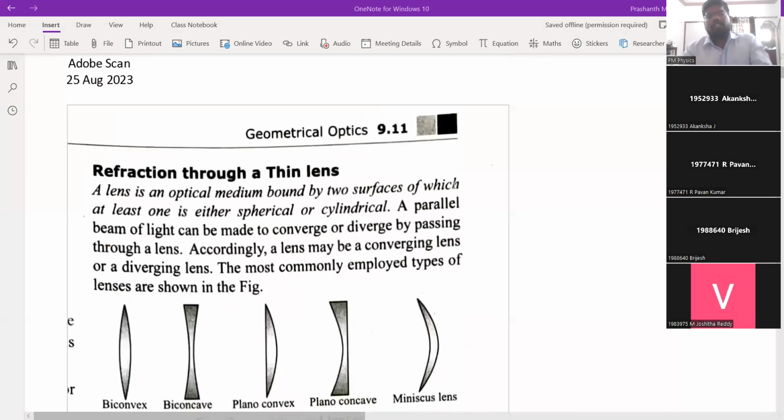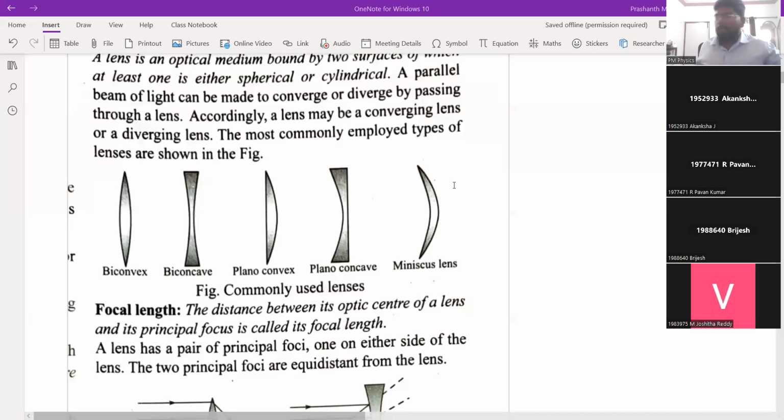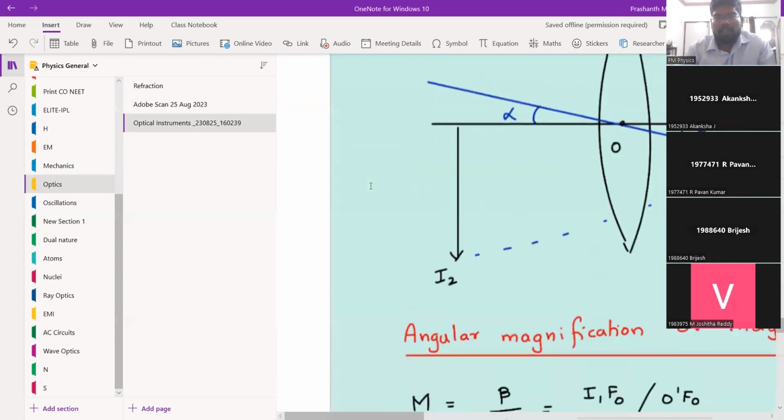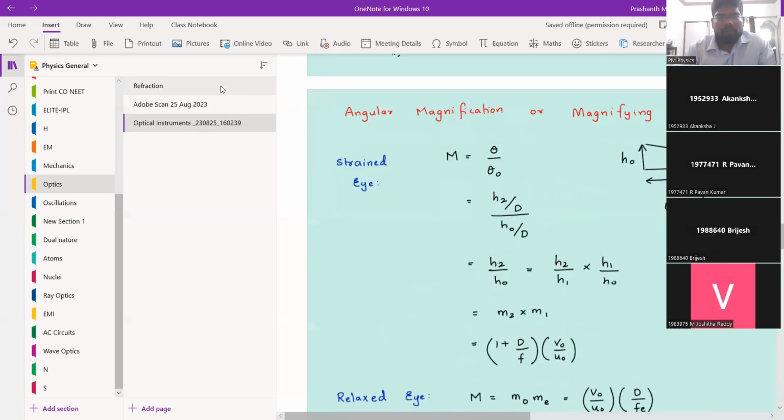Okay, so what are things we have seen? Let's once again see, and today we'll complete optical instruments. Optical instruments, there are only two instruments, so I've already written the things so that we can directly go through this.